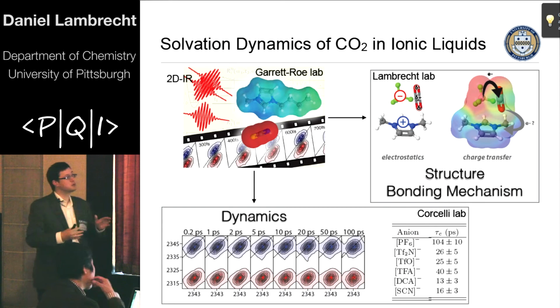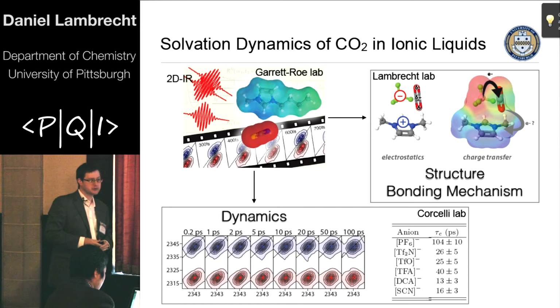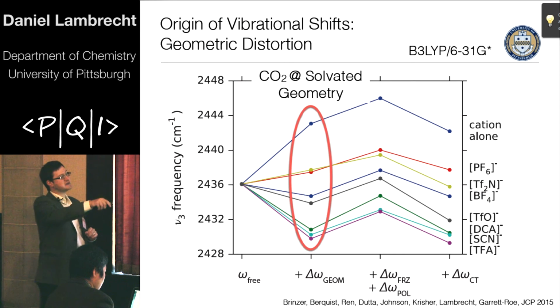And we're really applying this to more complex systems, so we're working together with Sean Garrett-Rowe, also with Steve Corselli from Notre Dame, to have infrared spectroscopy from the experimental side, electronic structure calculations to unravel the fundamental physics of the interactions, and then molecular dynamics to get the dynamical structure of the solvent shell. I'd just like to give you a very brief teaser of what we found for this particular type of system. Basically, these are the vibrational frequencies of CO2 in different ionic liquids. And you can see there's a pretty clear distinction between them. What we found was that what basically dominates the vibrational frequency is the CO2 structure in solvation.